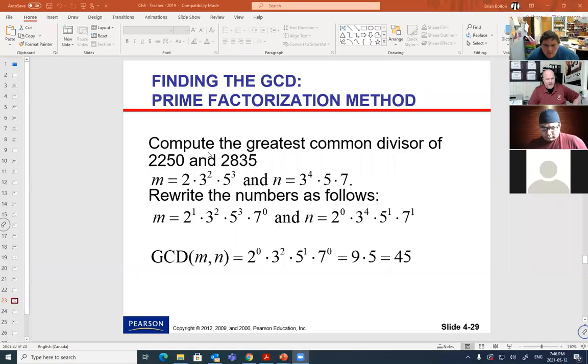Then what you want to do is write them out. I think you can see my, oh no, I'm not sharing. Sorry, I'm not sharing my screen. That would help if I was actually sharing the screen. Sorry, man. All right. So here you'll see 2250, there's our prime factorization. 2835, there's our prime factorization. And we did that with the trees.